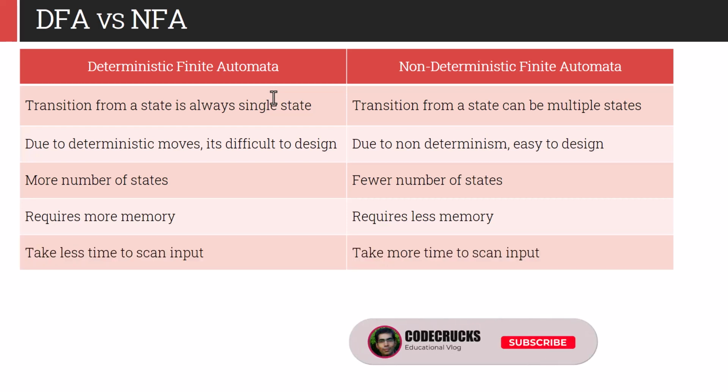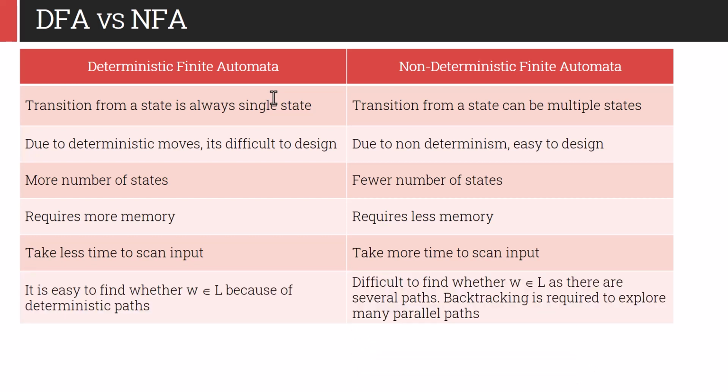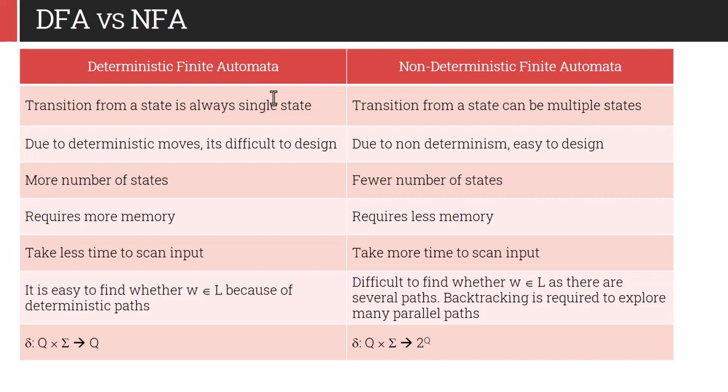However, the time taken to scan the input is less in DFA compared to NFA, and it is easy to find whether any string W belongs to L because of deterministic paths. It is equally difficult in NFA because we need to perform backtracking at many places because there are many parallel paths, whereas in case of DFA there is only a straight path.